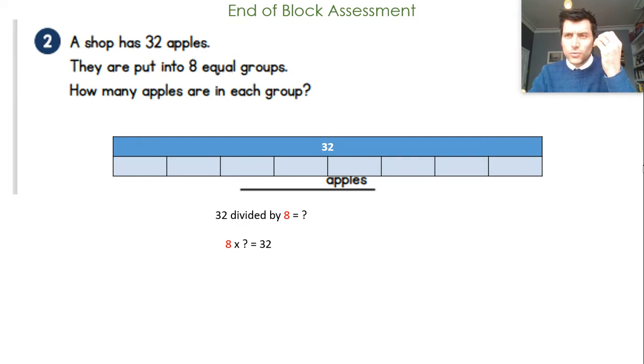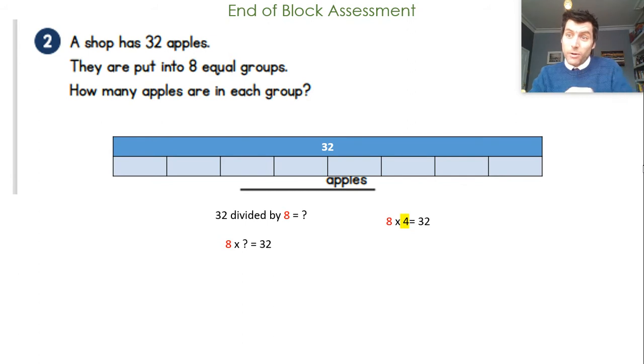8 times, not sure, not sure. If I'm not sure, I can start doing lots of 8. So 8 plus 8 is 16, plus 8 is 24, plus 8 is 32. How many? 8 plus 8 plus 8 plus 8. So 8 lots of 4 is 32. So my two factors of 8 and 4, my product's 32.